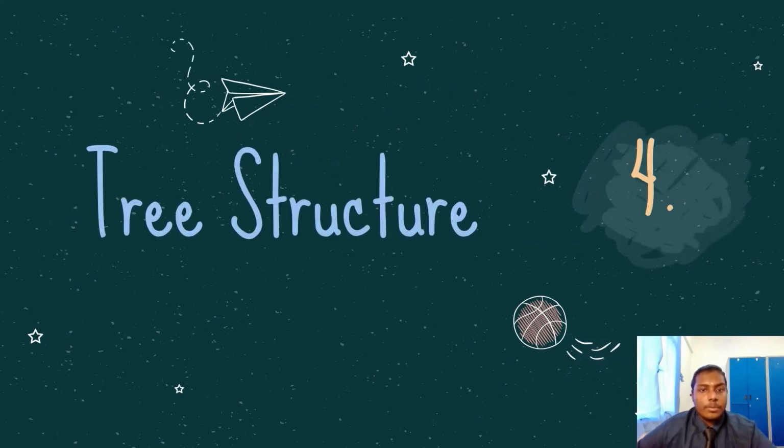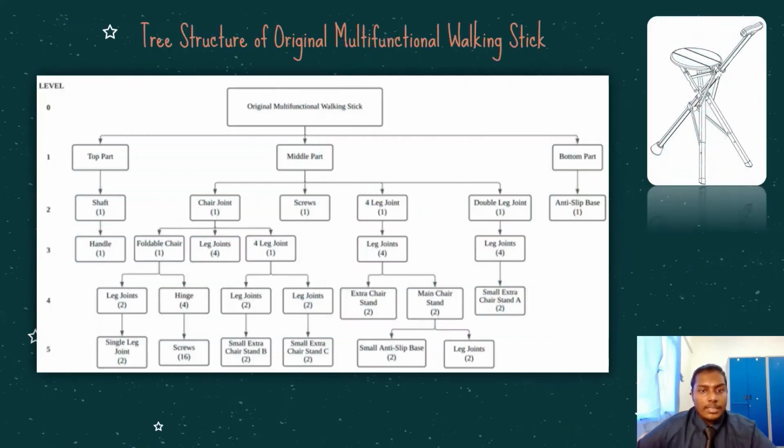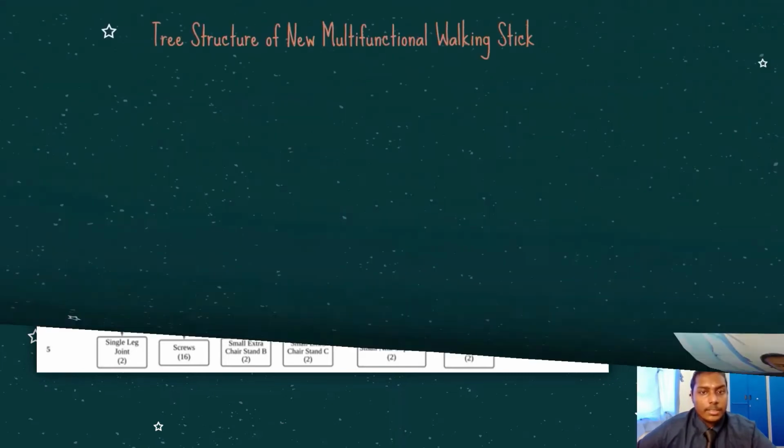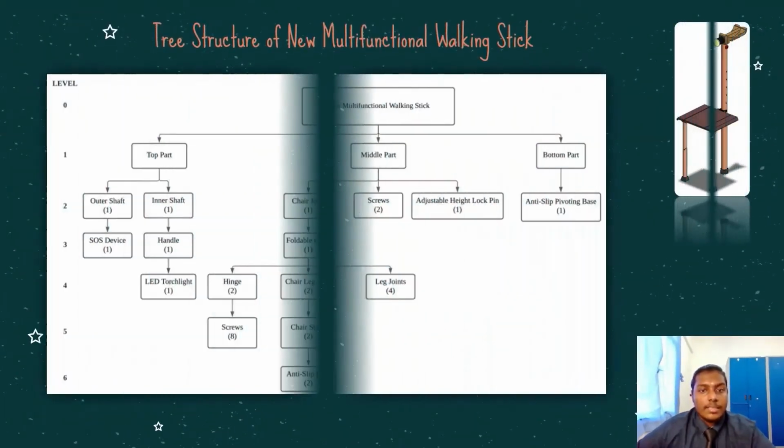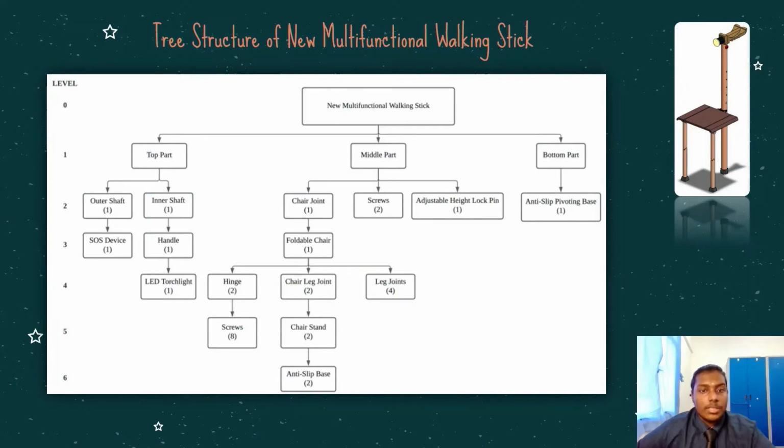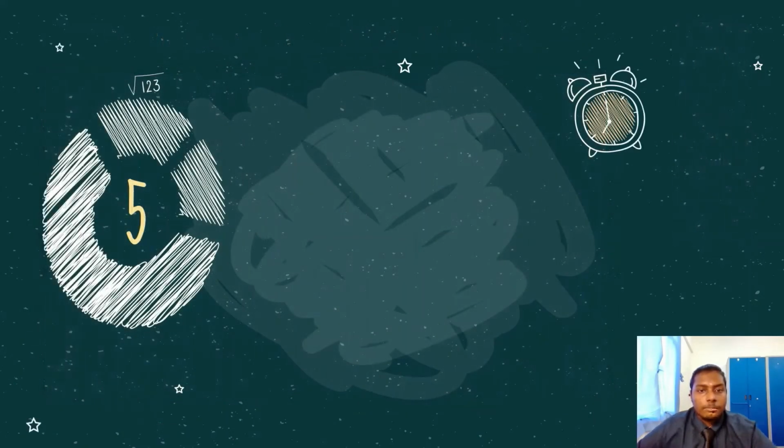The tree structure can be used to demonstrate an understanding on the components that make a product. This is the tree structure of the original multifunctional walking stick containing a total of 63 components in 5 levels of branch. And this is the tree structure of the new multifunctional walking stick containing a total of 31 components in 6 levels of branch. Number 5 is concept generation.